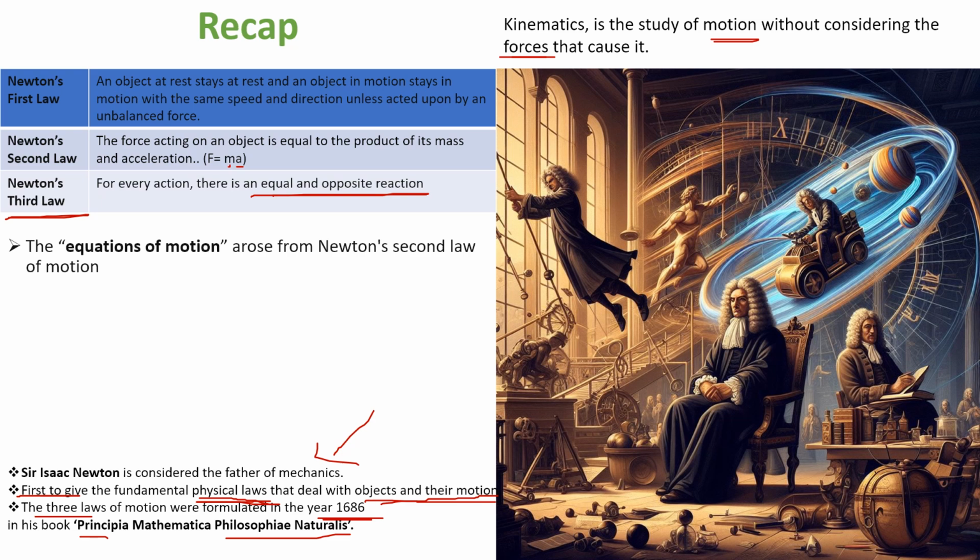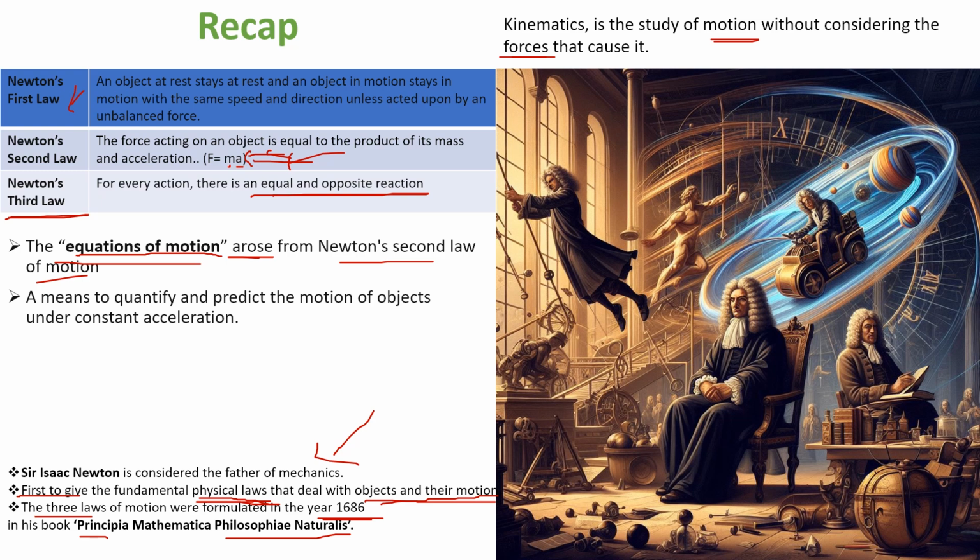Now look at the equations of motion. These are not laws, remember. Law 1, law 2, law 3, and three equations of motion are derived from Newton's second law of motion. What is the second law? F is equal to ma. Using this fundamental second law, the equations of motion arose.